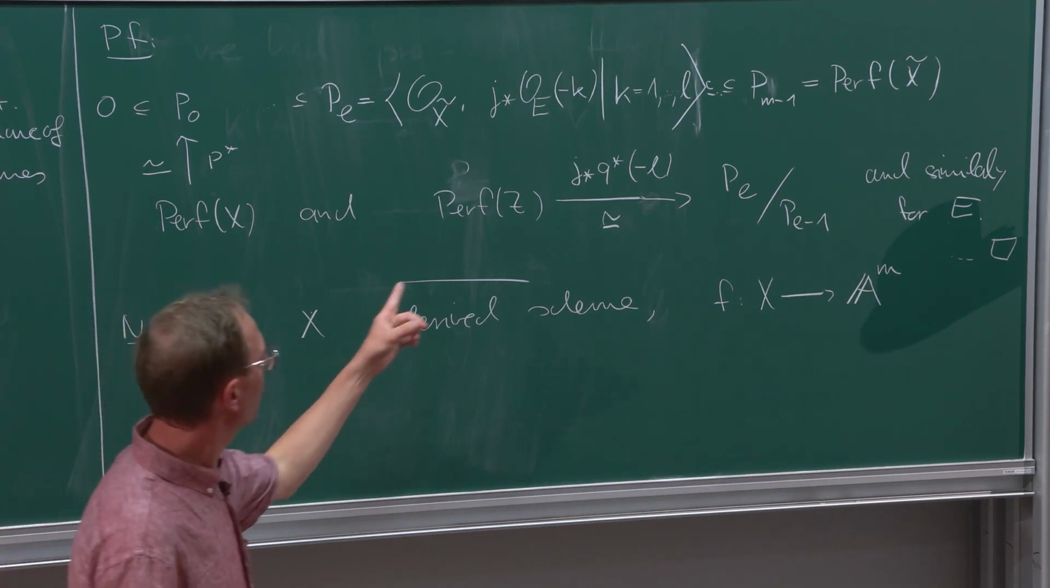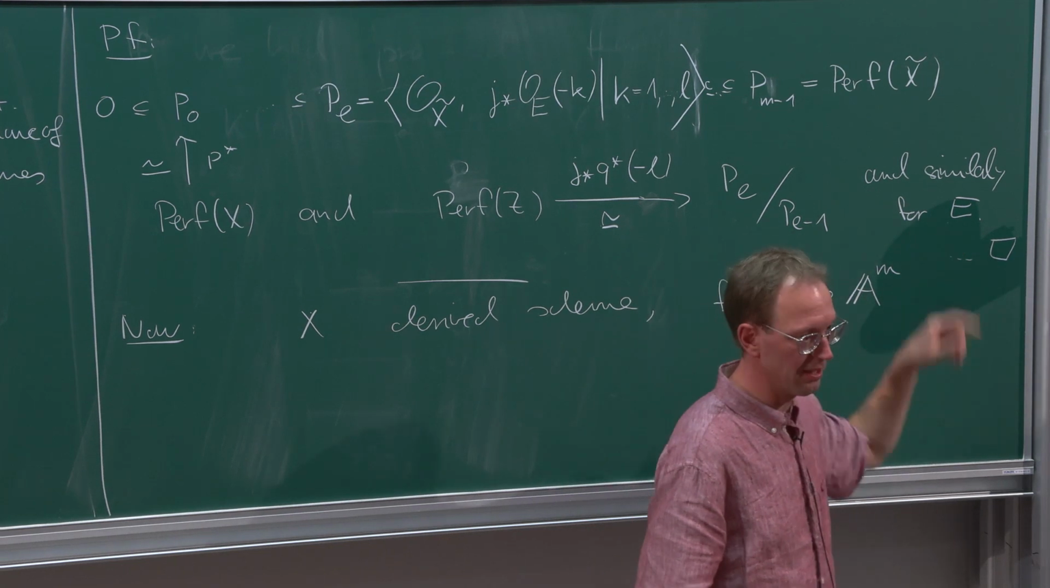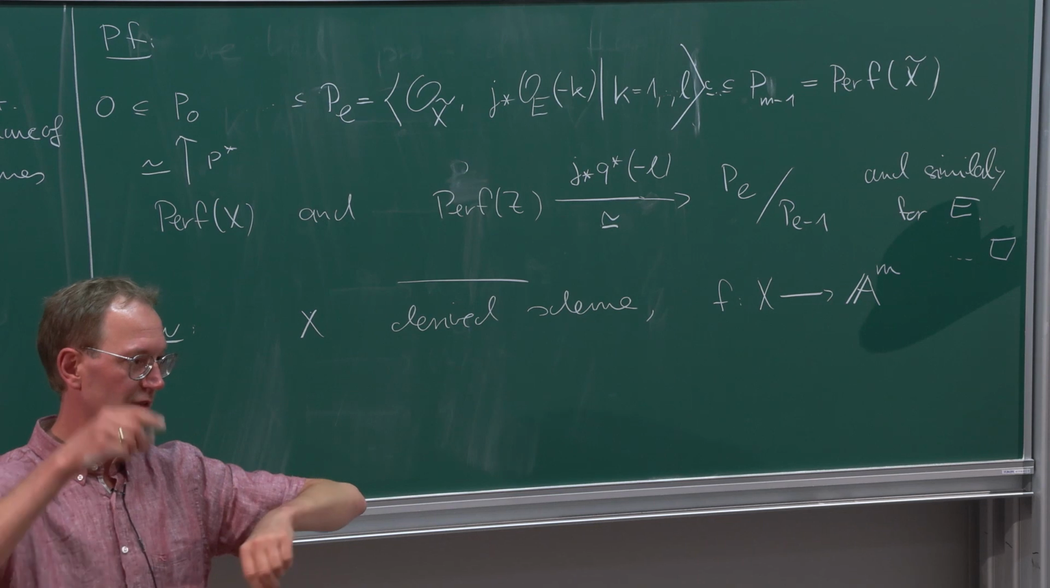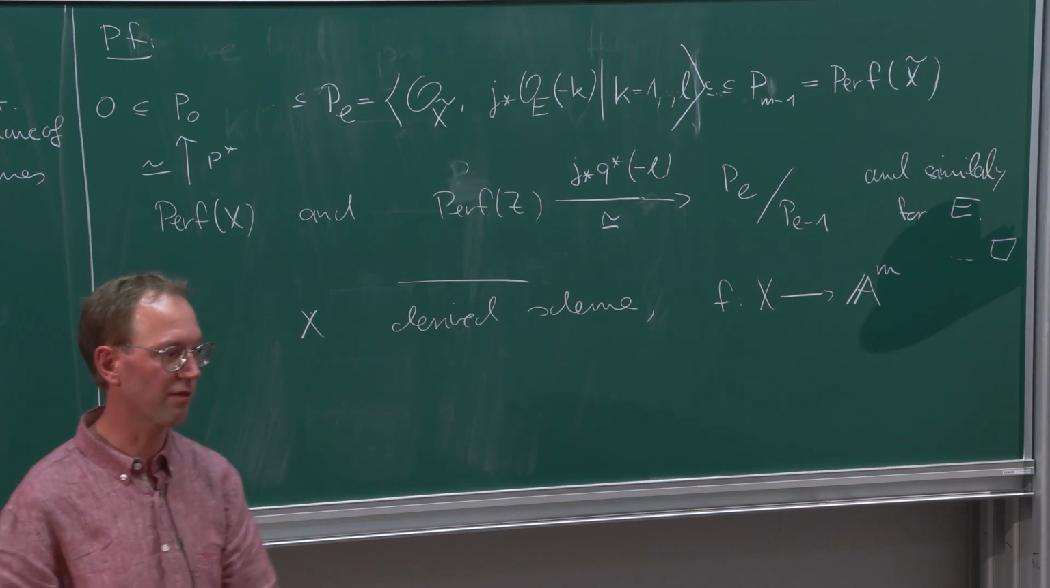Okay, but for example, for the exceptional divisor itself, that's just a projective space, and this really comes down to the classical computation of the cohomology of the twist sheaves on the projective space.